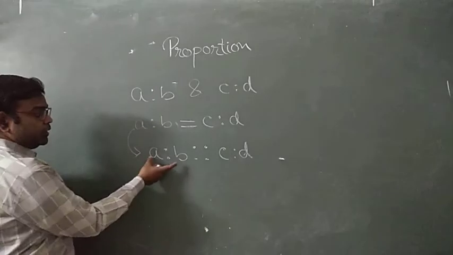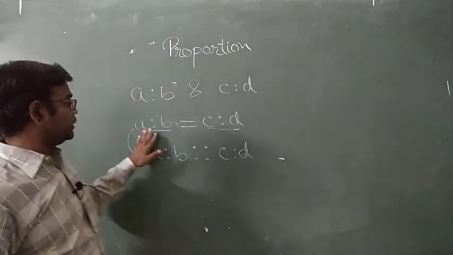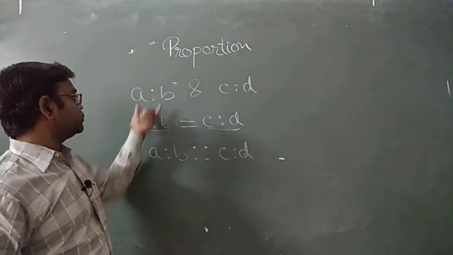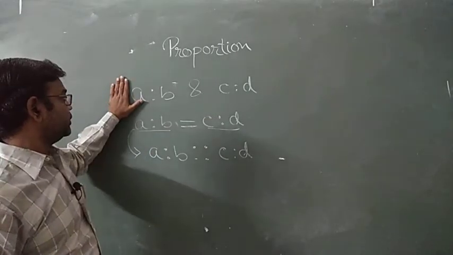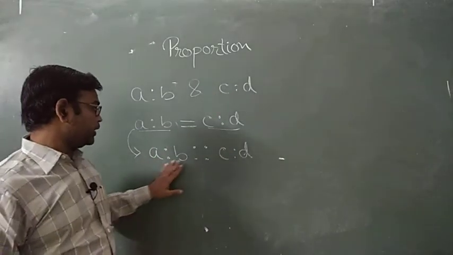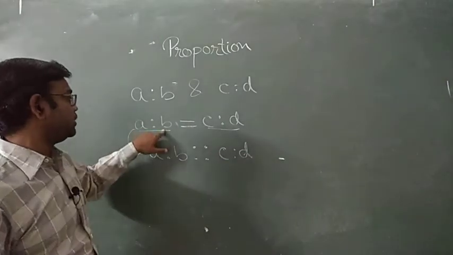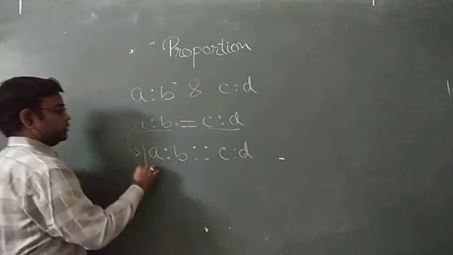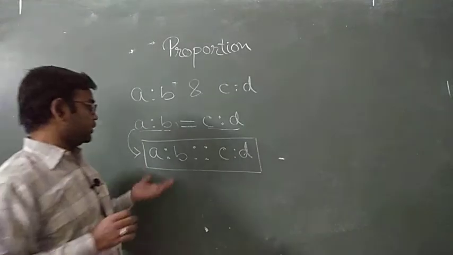This means here we are comparing two different ratios. And we also know that these two ratios are equal to each other, only then you can say that these two ratios are in proportion. A ratio B proportion to C ratio D means that A ratio B is equal to C ratio D. So this condition is known as proportion. I hope this one is clear to you.